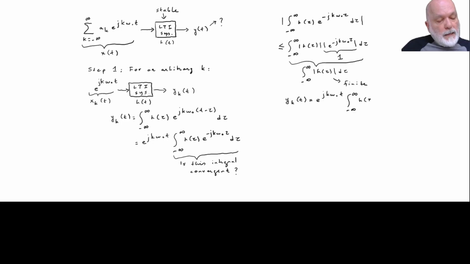So h of tau e to minus jk omega 0 tau integrated with respect to tau. Now let us call this integral h of k omega 0, because this will be a constant, a complex constant. So this is a complex constant in general. It can be real valued as well, but in general it is a complex constant.